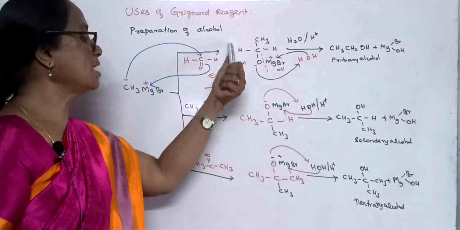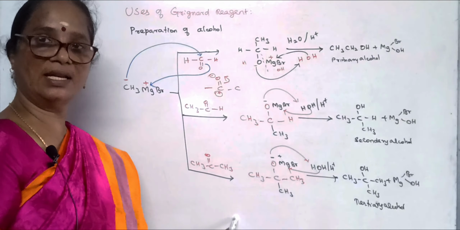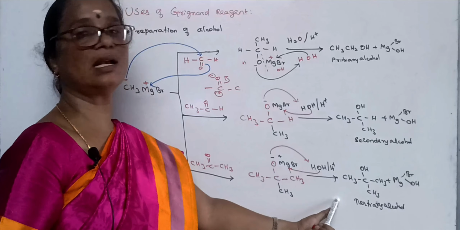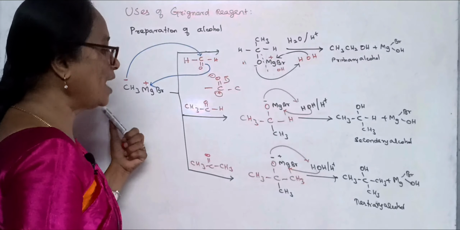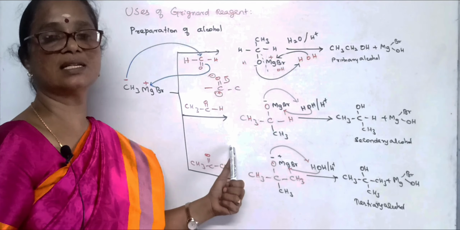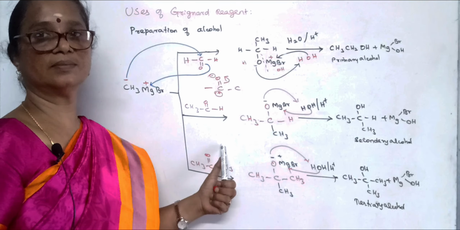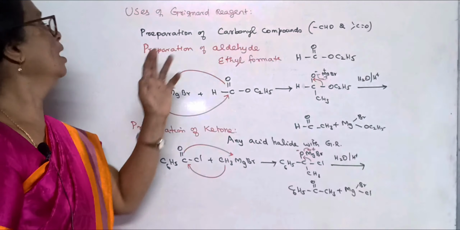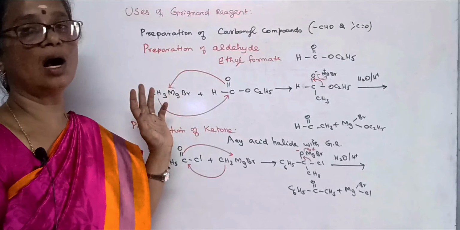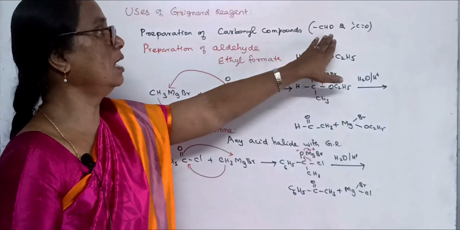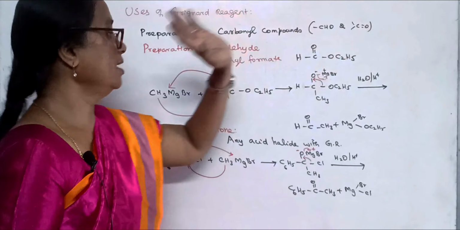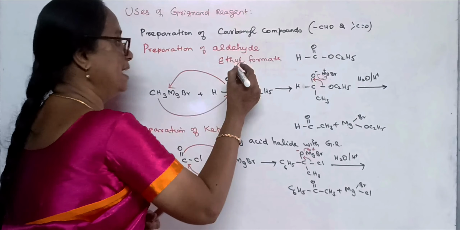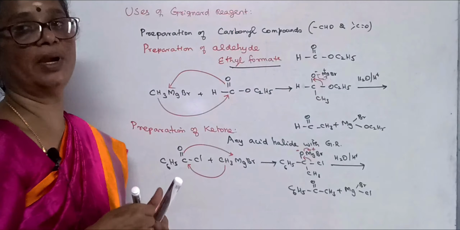So depending on the carbonyl group, we are able to prepare primary alcohol, secondary alcohol or tertiary alcohol. The mechanism of these reactions is quite similar. The next application of Grignard reagent is to prepare carbonyl compounds. Carbonyl compounds are aldehyde and ketone. If you want to prepare aldehyde, then the reagent is ethyl formate.